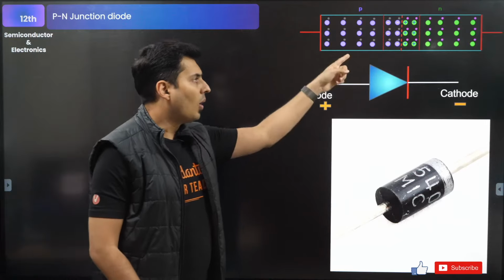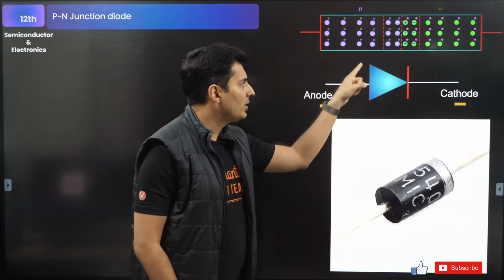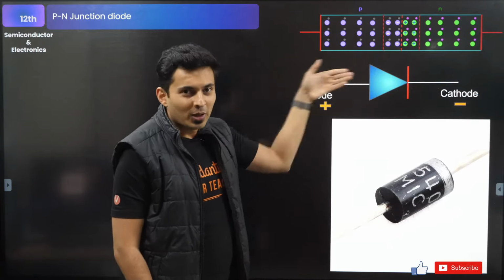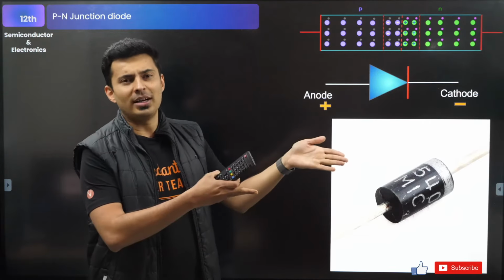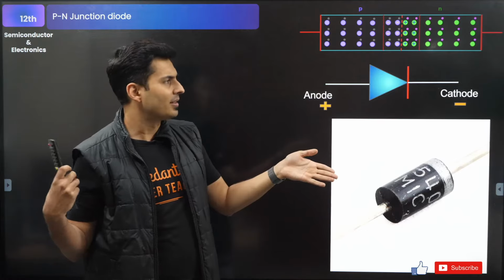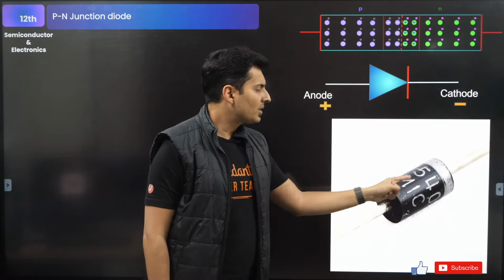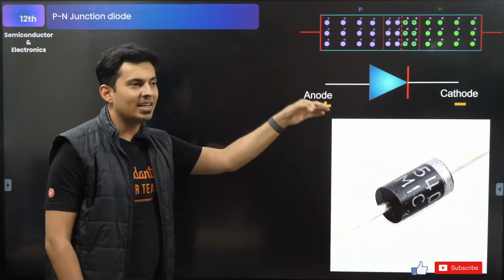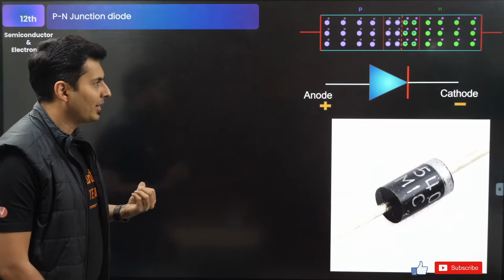The symbol of the diode is this one. You show a triangle. The triangle points in the direction of the allowed current. It's like a one-way traffic, and it blocks the traffic on the other side. Okay, so this is how a diode looks like in reality, and a PN junction makes it work like a diode.